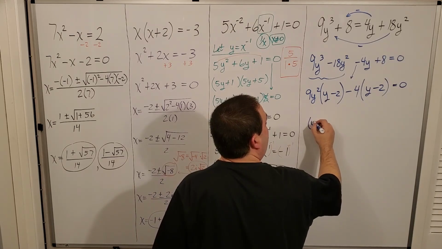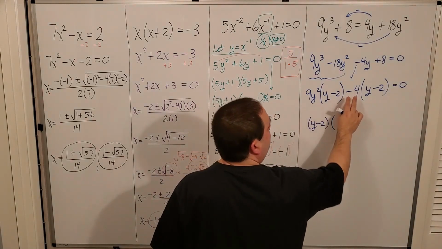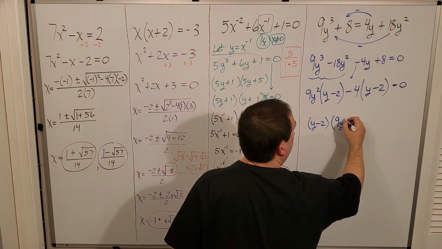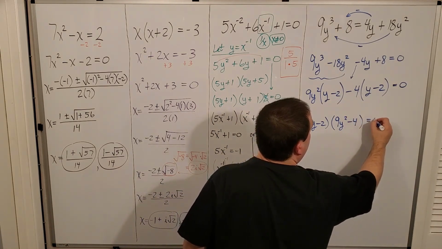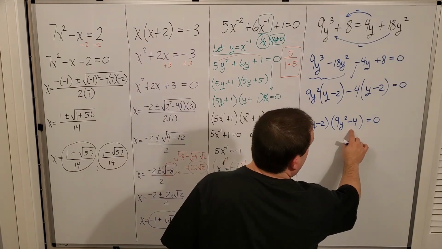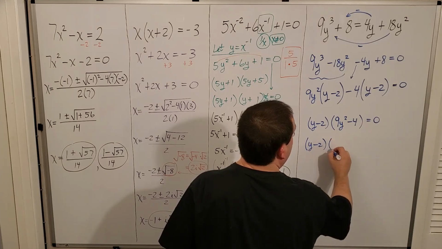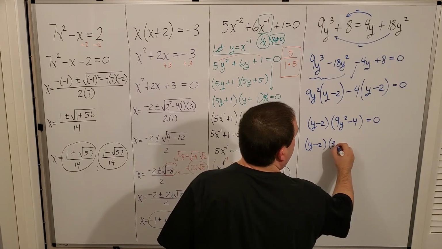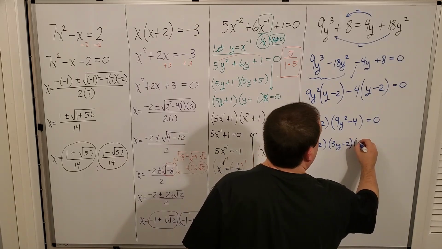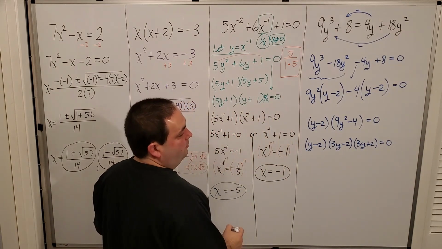So I pull that out. And it leaves me with 9y squared minus 4 equal to 0. From here, I can further factor because that is a difference of 2 squares. That will give me 3y minus 2 times 3y plus 2 equal to 0.